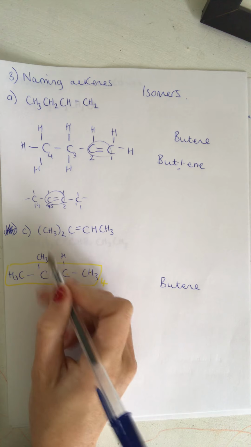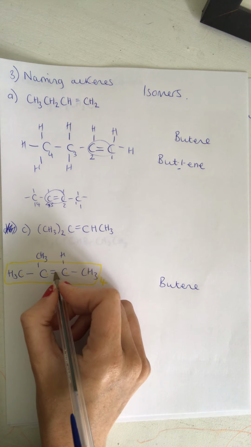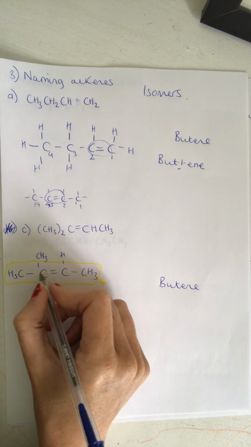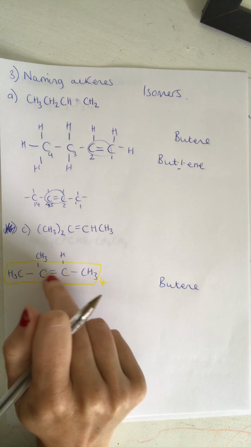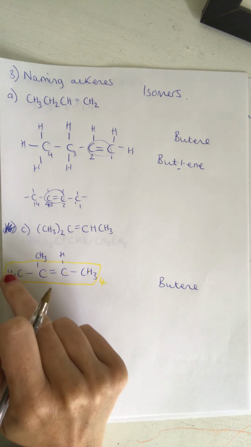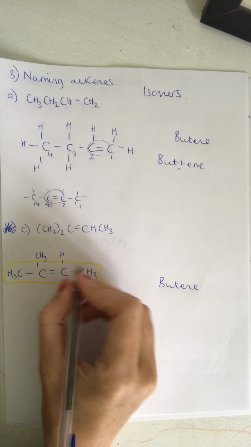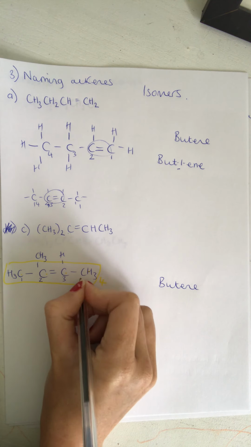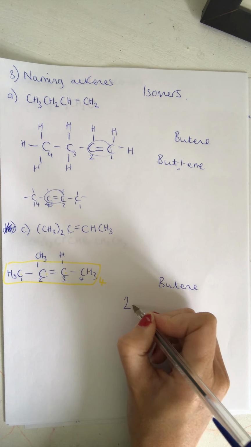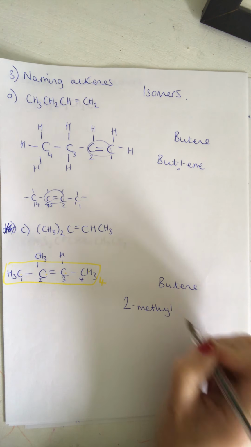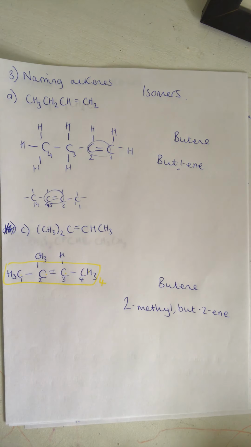But this time we have a functional group attached to a carbon, and our double bond's in a different place. Now, in terms of numbering, it doesn't really matter whether you come from this end or this end. If you come from this end, that's carbon 2. If you come from this end, that's carbon 2. And so the position of the double bond isn't actually going to change. But anyway, 1, 2, 3, 4. We've got a methyl group on carbon 2. So that is going to be 2-methyl but-2-ene.